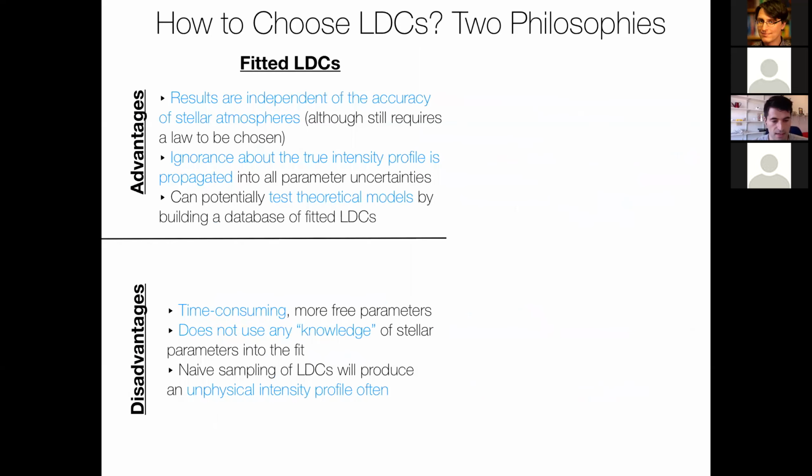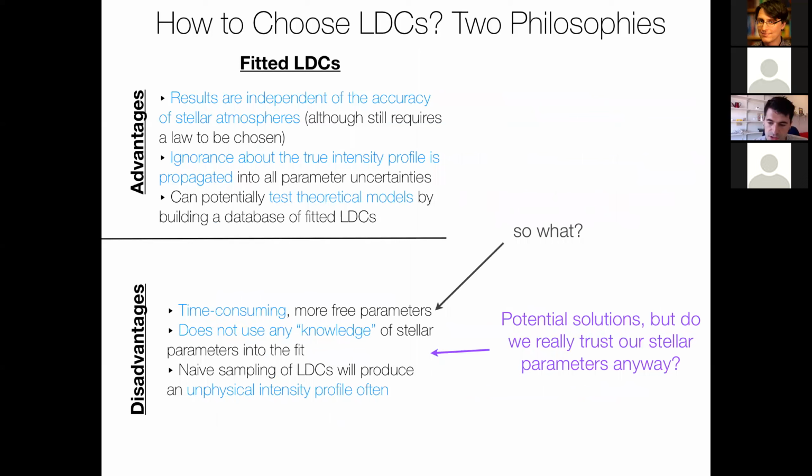So out of these disadvantages, I'm just going to say, this one's so what? Time consuming, it doesn't really matter if it takes an extra hour or two to fit a light curve. Especially as computers get faster and faster, this is increasingly not such a big problem. This one, there are potential solutions. You can try and build informative priors, but you might also ask, do you trust your stellar parameters anyway? So this one's salient, but it's maybe a case-specific issue.